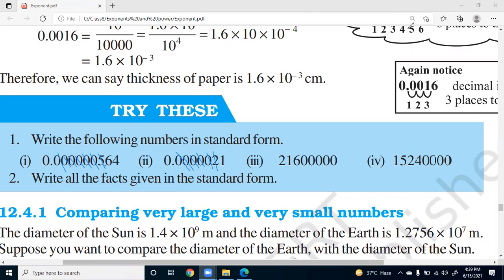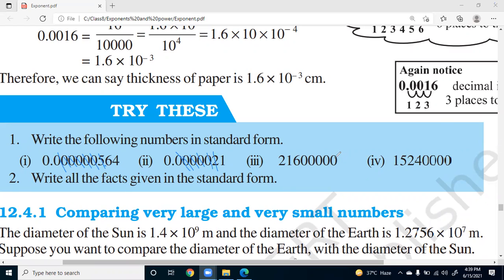Ma'am, second part done. Okay, tell me the answer, Dhriti. 2.1 into 10 raised to power minus 6. It is correct. 2.1 into 10 raised to the power minus 6. We need to cut 6 digits to move to 2. So 2.1 into 10 raised to the power minus 6.